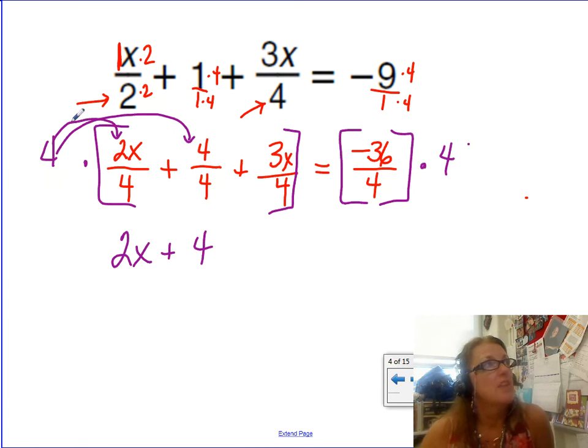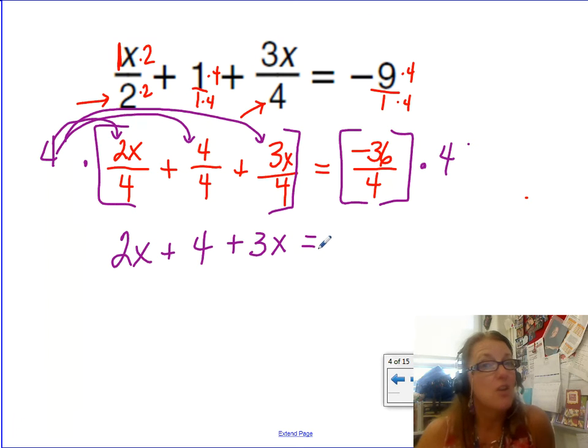Okay? If you were distributing, you'd think 4 times 4 is 16, divided by 4 gives you 4. All right. 4 times the last thing, 3x over 4, it wipes out the denominator. You're left with 3x. No more fractions. Yay! On this side, this 4 goes ahead and divides out the 4 in the denominator, and you're left with -36. Oh my stars. Way better than what we started with.